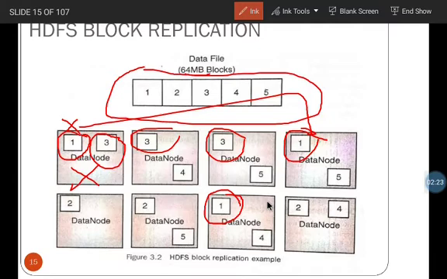While designing, by default the replication factor is 3, but it can be more than 3 also. It depends on the application and the kind of security needed for that application. So the replication factor may be 3 or more than 3. By default it is 3.